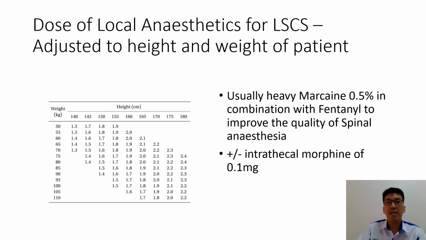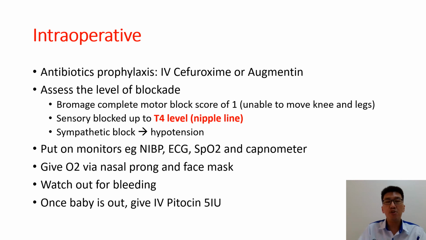This is to improve the quality of spinal anesthesia. Some institutions also add intrathecal morphine, around 0.1 mg, so that the patient will have prolonged good post-operative analgesia after lower segment Caesarean section. Intraoperatively, we must give antibiotic prophylaxis, whether intravenous cefuroxime or Augmentin. After you administer the spinal anesthesia, we must assess the level of blockade.